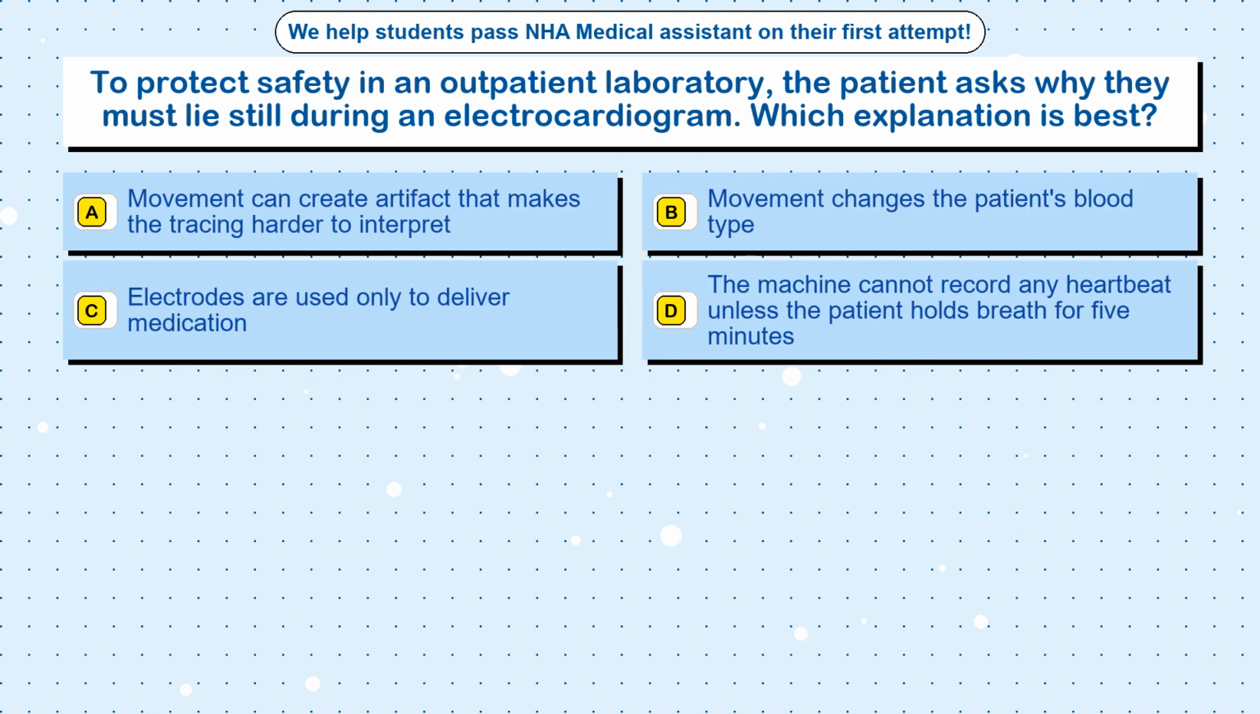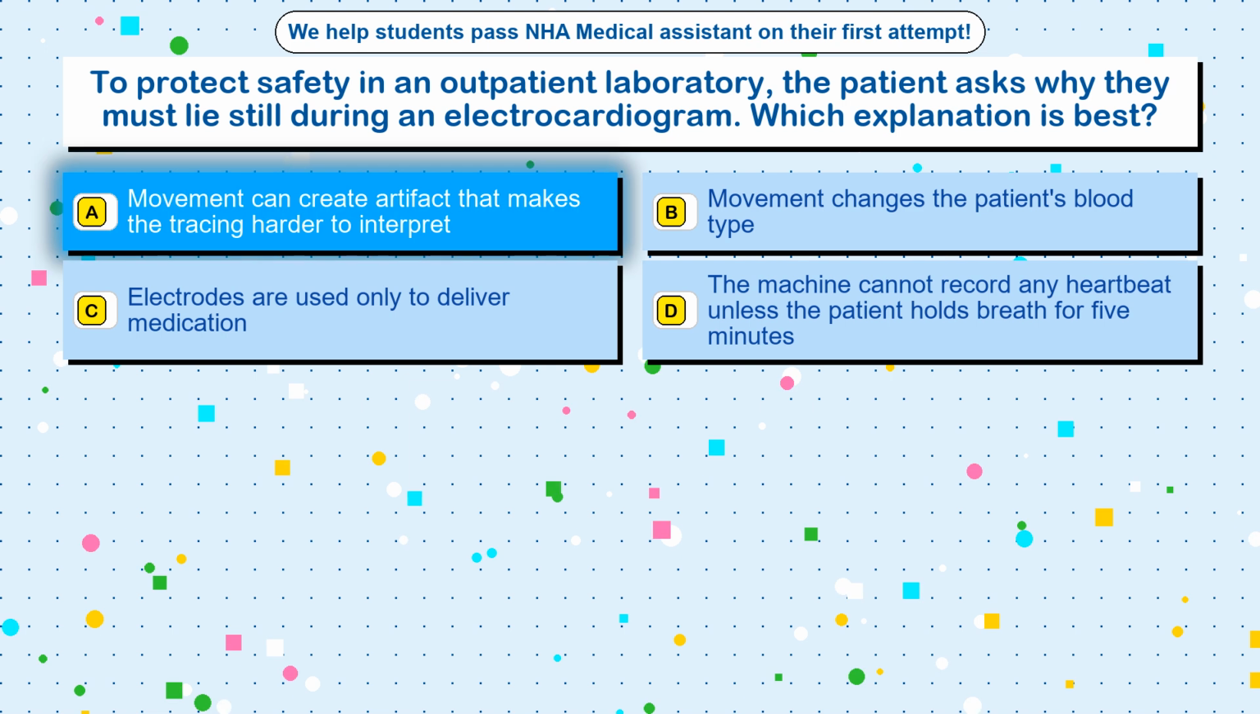Question 41. To protect safety in an outpatient laboratory, the patient asks why they must lie still during an electrocardiogram. Which explanation is best? Option A, movement can create artifact that makes the tracing harder to interpret. Option B, movement changes the patient's blood type. Option C, electrodes are used only to deliver medication. Option D, the machine cannot record any heartbeat unless the patient holds breath for 5 minutes.